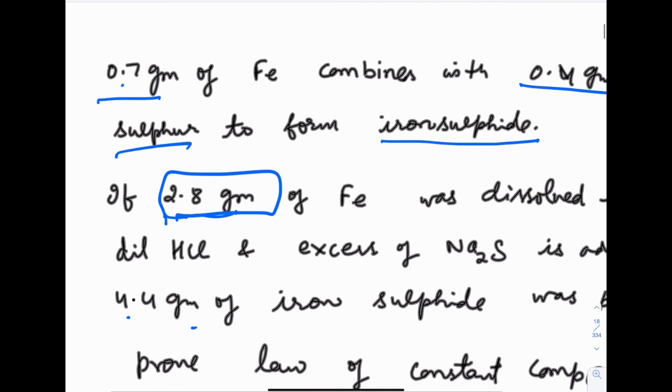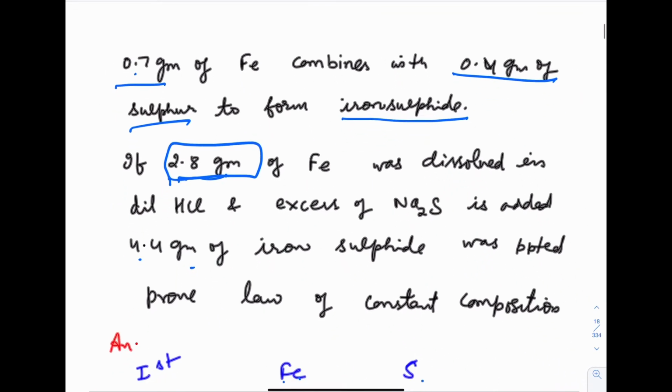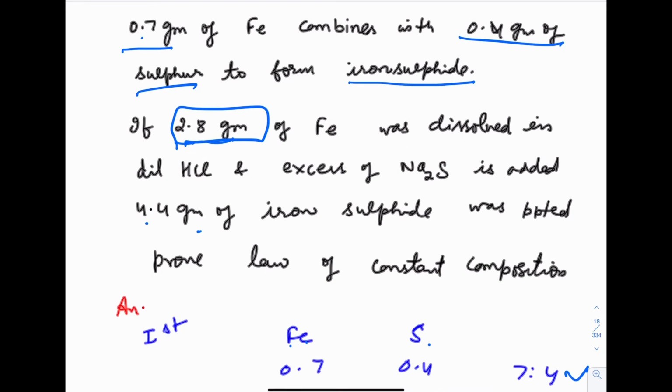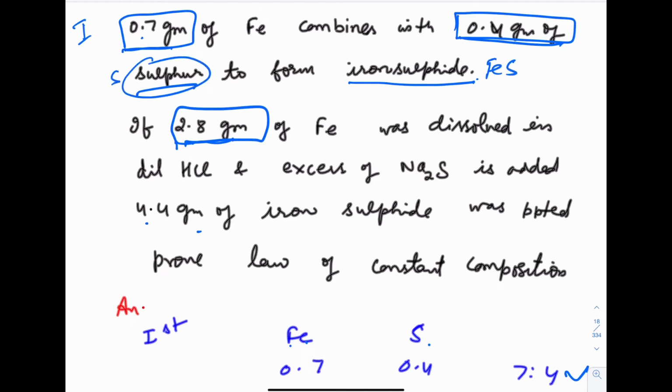Let's do some numericals. In your school exam, in the subjective paper, some numericals will be there, and you have to prove which law the numerical proves. 0.7 gram iron combined with 0.4 gram of sulfur. Iron and sulfur combine to give iron sulfide. Now, what is the mass ratio of iron and sulfur in this compound? 7 is to 4. 7 gram iron combines with 4 gram of sulfur.